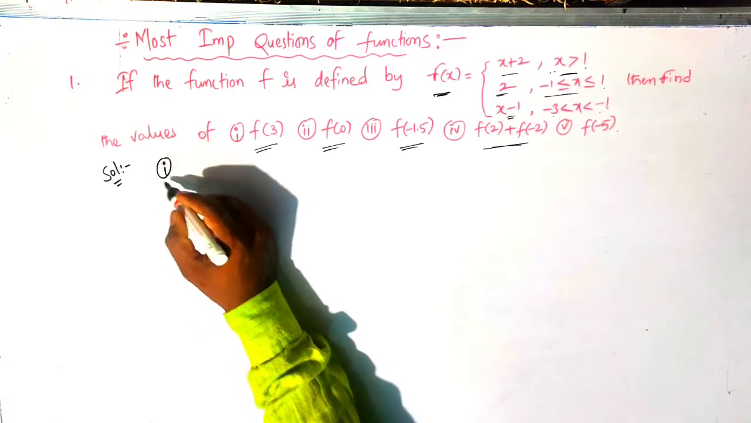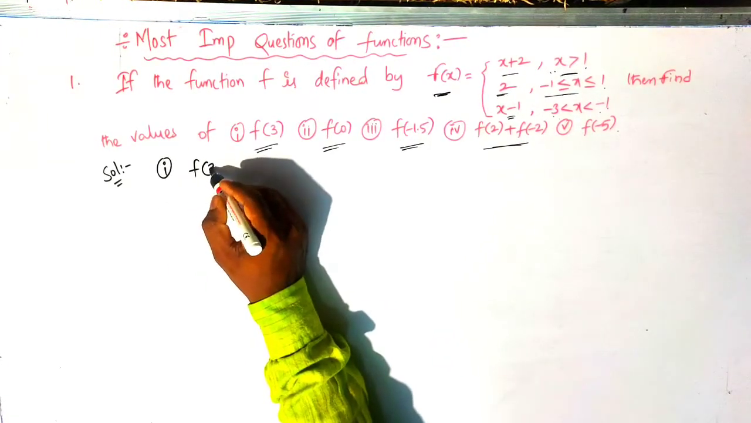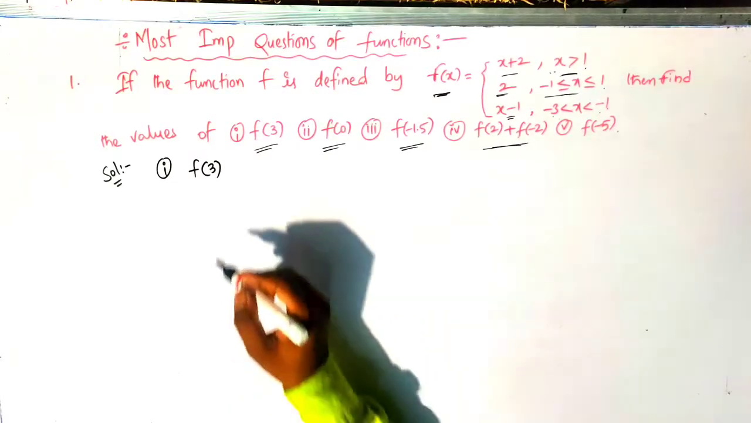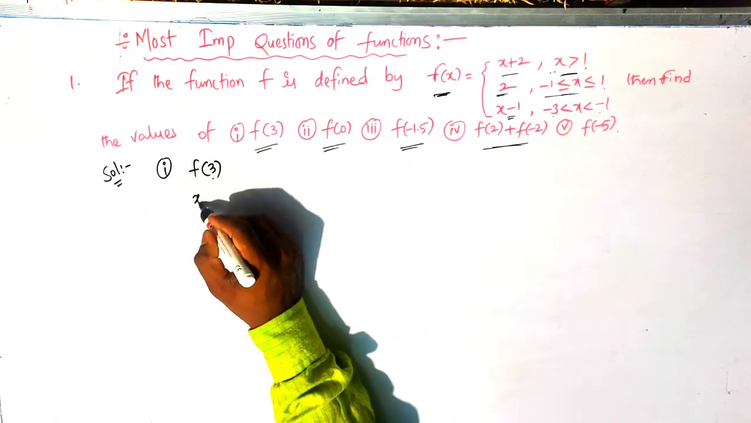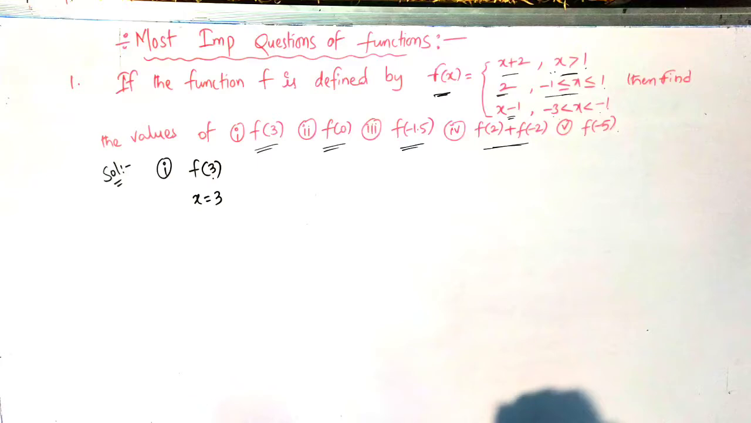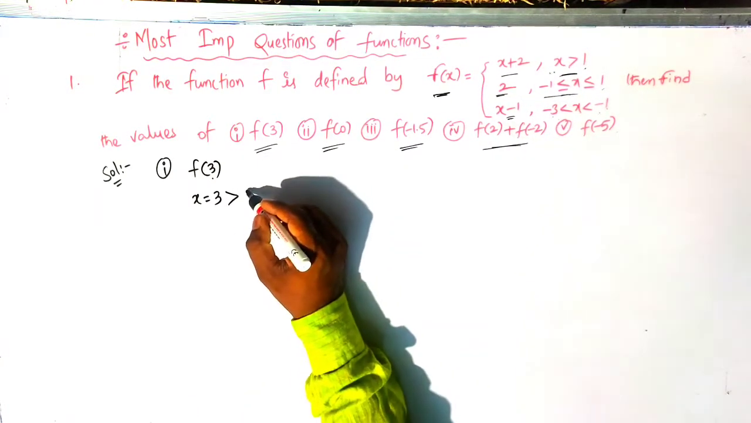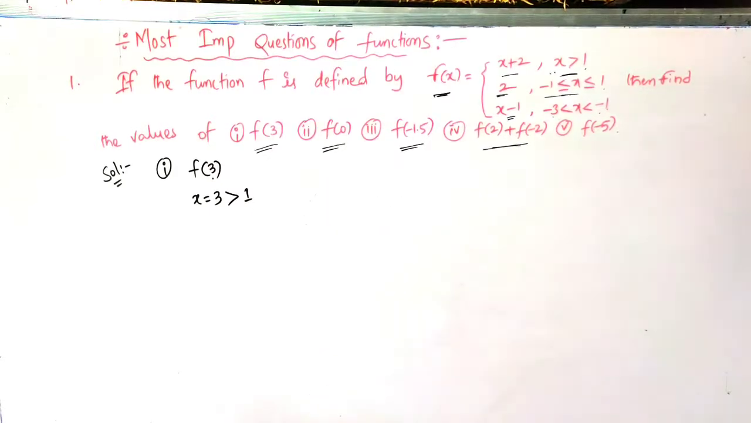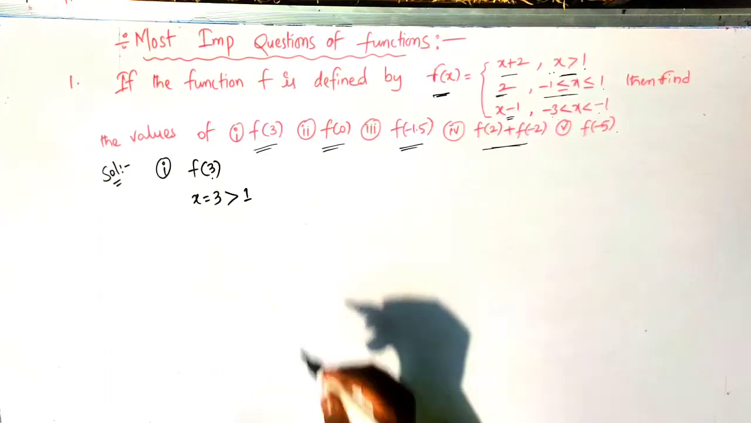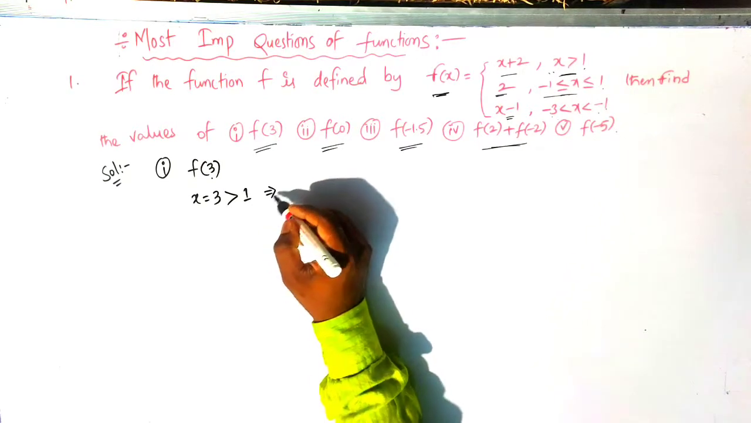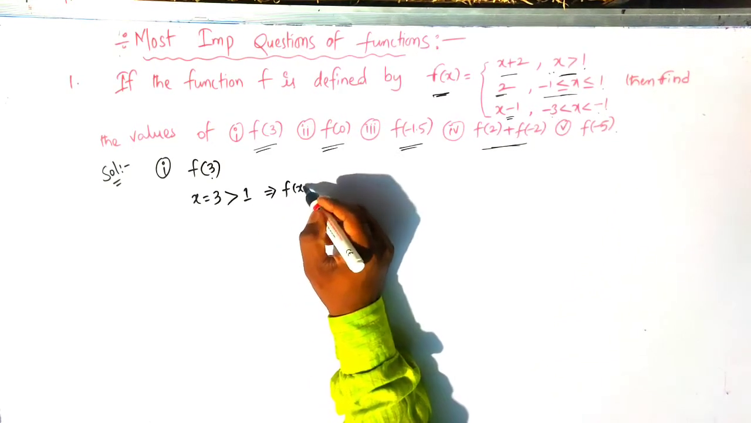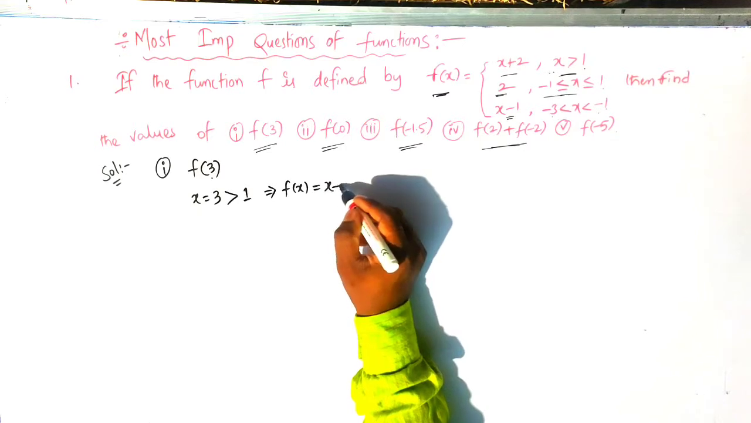First one. What is first one? F of 3 is the first one. So in place of x, what is there? 3 is there. 3 is greater than 1, yes or no? So x value is greater than 1. So that's why we take the first condition, that is f of x equals x plus 2. That implies f of x equals x plus 2 we take here.